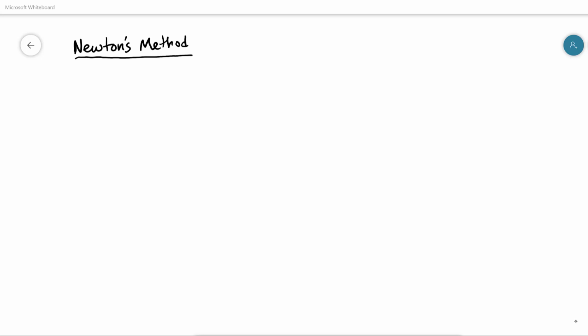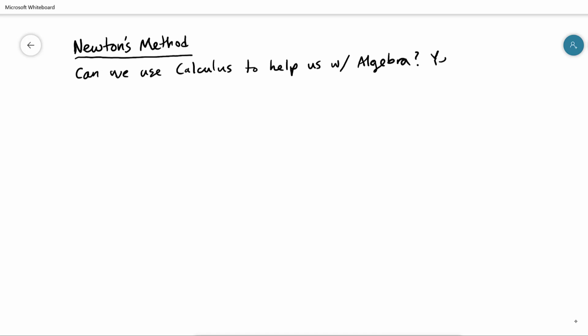The question is, can we use calculus to help us with algebra? And in a sense, the answer is going to be yes, and that's what Newton's method is going to be all about. So, can we use calculus to help us with algebra? And the answer is, again, yes.